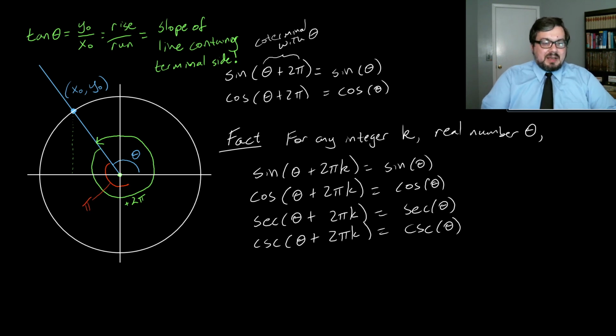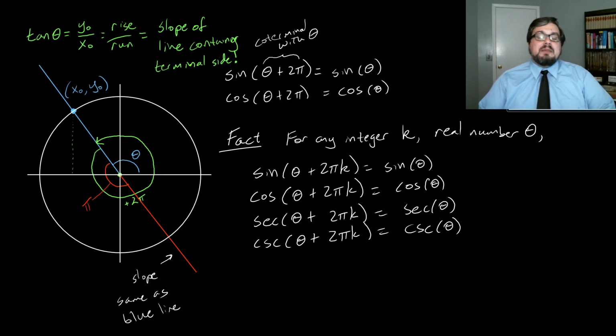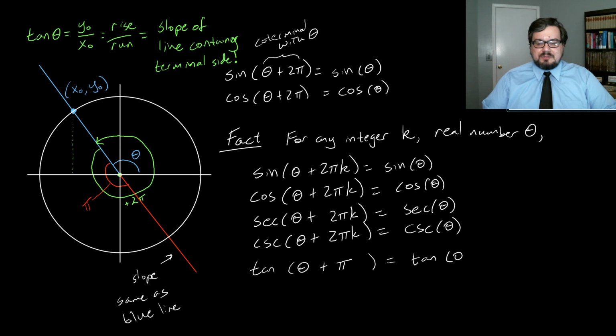Now, in particular, what that means is that if I travel around by another pi, and I get a line going in the opposite direction, like we considered on the last page, the slope of the red line is the same as the slope of the blue line, because they are, in fact, all lying on the same line. And so in particular, this means that tangent of theta plus pi is equal to tangent of theta, not 2 pi.